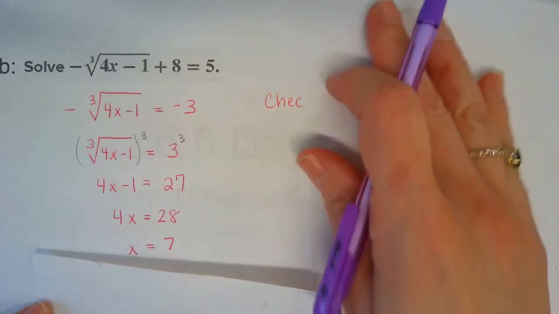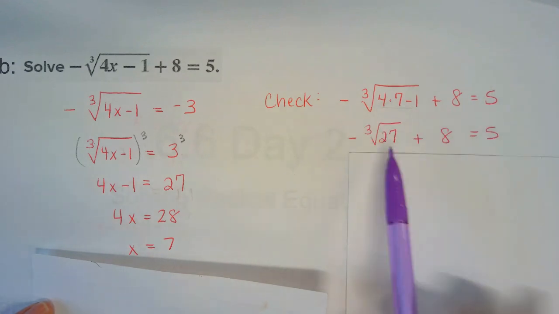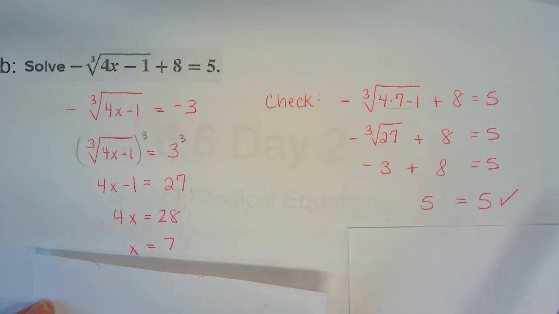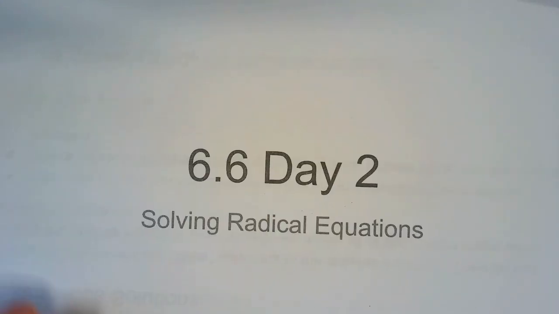Plug it back into your original, and you're going to type in everything here. So I got 27. Cube root of 27 is 3. Negative 3 plus 8 is 5. It does check out. That concludes day 1. So now you are ready for day 2.